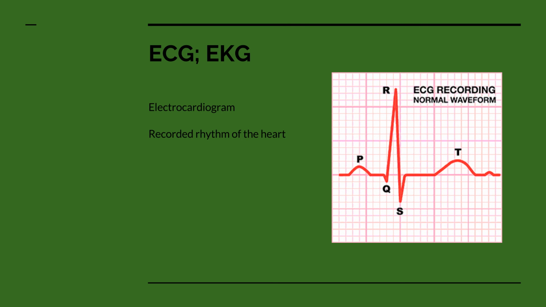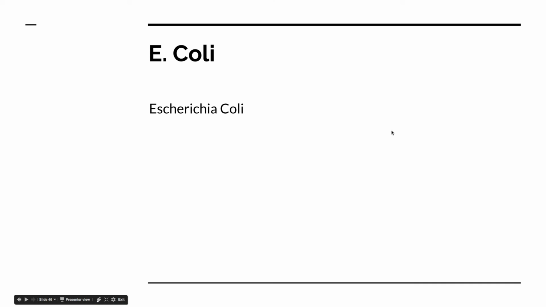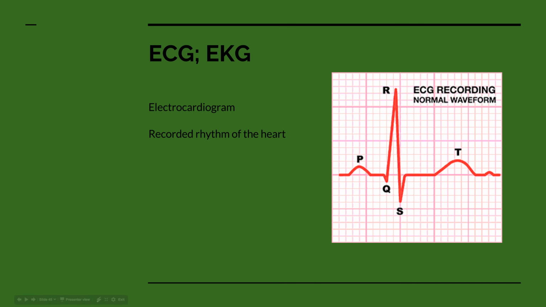ECG or EKG is an electrocardiogram, and it is the recording rhythm of the heart. The picture to the right is a normal waveform, and how the waves are recorded are by P, QRS, T waves. So P wave is the first, QRS is one complex, and the T wave is the last. If these are not within normal ranges, it is denoted and the patient will follow up with their cardiologist.